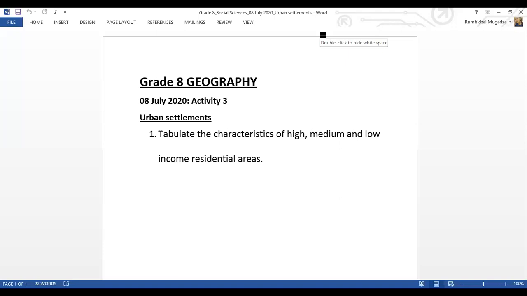You have to draw a table showing the characteristics of high, medium, and low income residential areas. Yes, Asanda, you put it in table form. You are going to put as much characteristics as you can in that table. So you have three columns for high, medium, and low income residential areas. And then you write the characteristics going down. Do you understand?